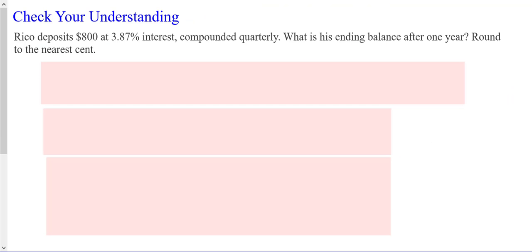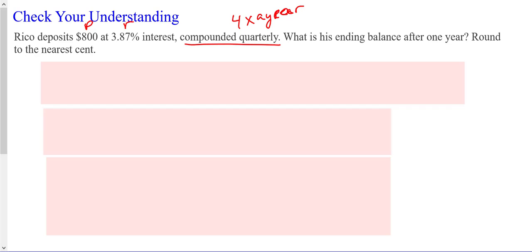So let's look at this next example. Rico deposits $800. That's our principal, at 3.87%. That's our rate. Compounded quarterly, so that would be 4 times a year. What is his ending balance after 1 year to the nearest cent?